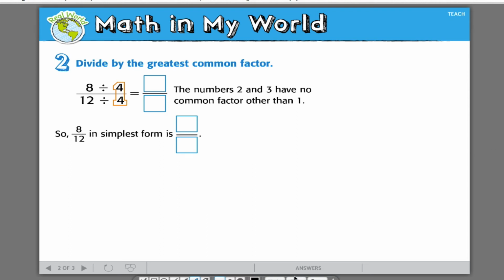Okay, on our next page, we're going to divide by the greatest common factor. 8 divided by 4 is 2, and 12 divided by 4 is 3. So 8/12 in simplest form is 2/3.